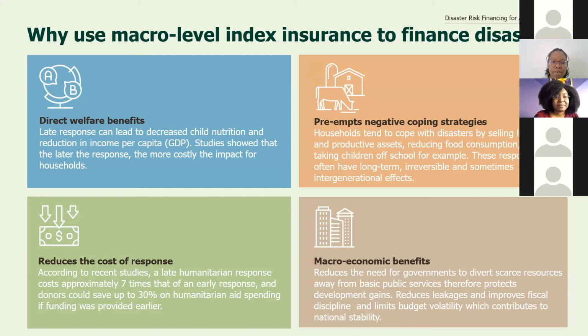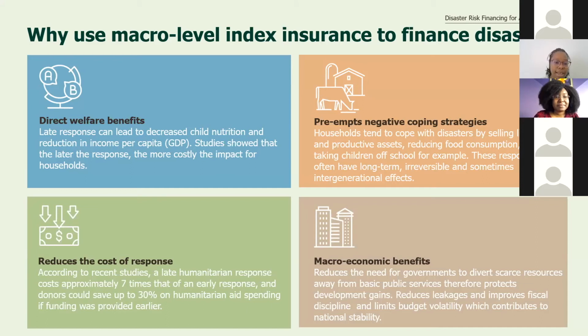Lastly, in the bottom left-hand corner, there are benefits that accrue to the humanitarian sector. Studies again have demonstrated that acting early, which macro level index insurance enables governments and other actors to do by providing funds very early, reduces the cost of humanitarian aid funding.